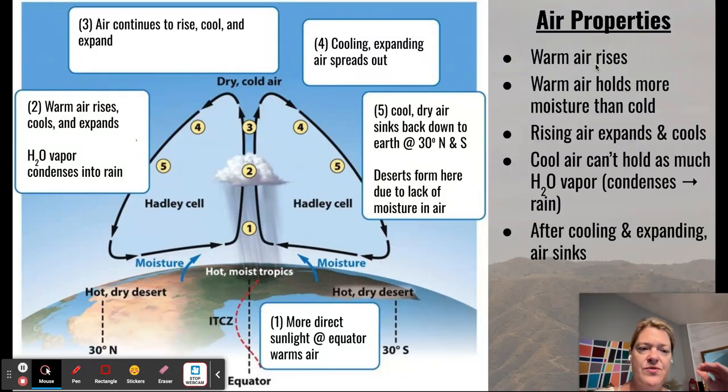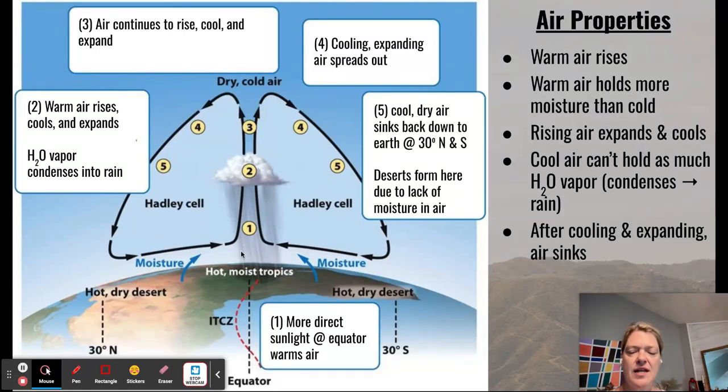So warm air always rises. Warm air also holds more moisture than cold air. That's really important to know. Rising air expands and cools, and then that cooled air cannot hold as much water vapor. And after air cools and expands, it actually sinks. Because of this, it creates this cell pattern. And the cell pattern that occurs at the equator, we call a Hadley cell.